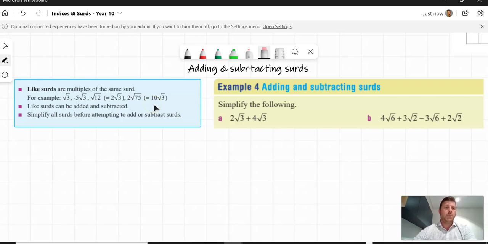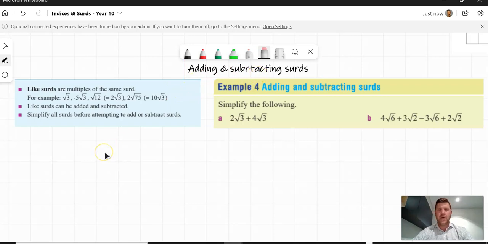So we're looking for like surds in order to add and subtract them, and it's important that we simplify all surds before we attempt to add and subtract. So if you don't know how to simplify surds, then it's a good idea to go back and have a look at that video and do some questions before you jump into adding and subtracting surds.